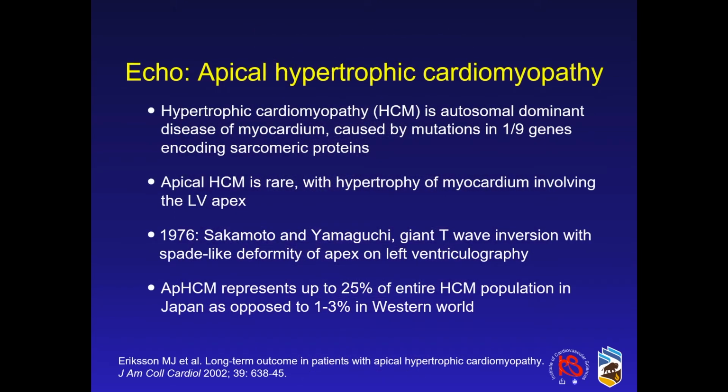With respect to apical hypertrophic cardiomyopathy, we know that HCM is an autosomal dominant disease of the myocardium caused by mutations in one of 9 genes that encode the sarcomeric proteins. Apical hypertrophic cardiomyopathy is rare, with hypertrophy that is focal, localized involving the LV apex. In 1976, Sakamoto and Yamaguchi described this with giant T-wave inversions with spade-like deformity of the apex on left ventriculography. Note that apical hypertrophic cardiomyopathy represents up to 25% of the entire hypertrophic cardiomyopathy population in Japan, as opposed to only 1 to 3% in the Western world.